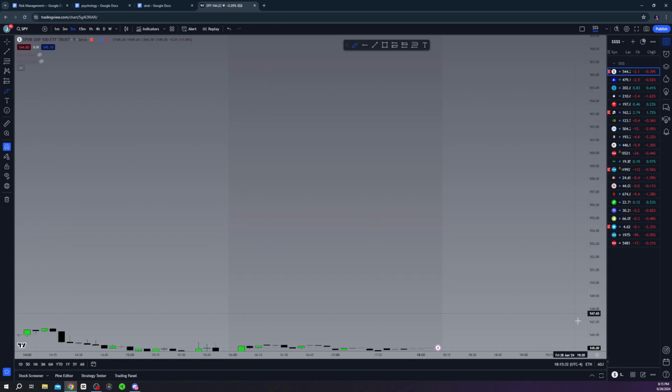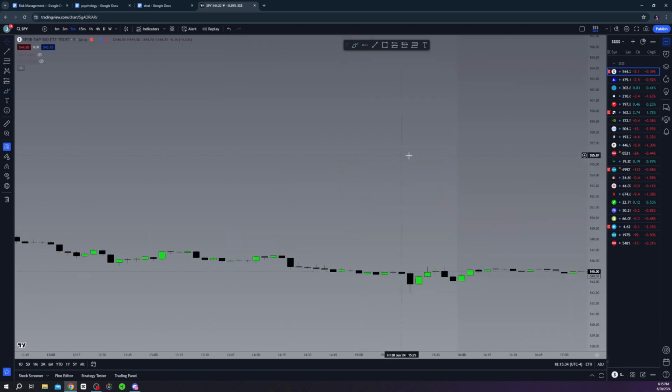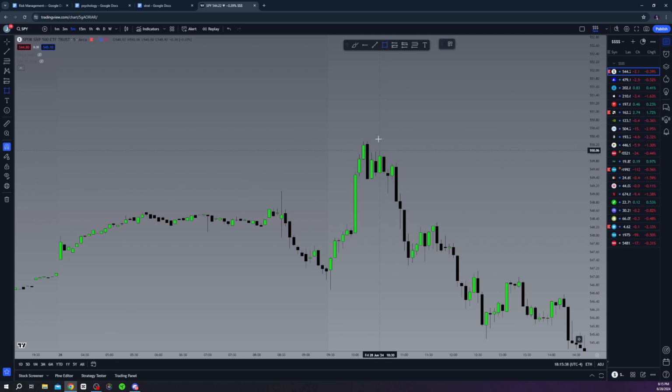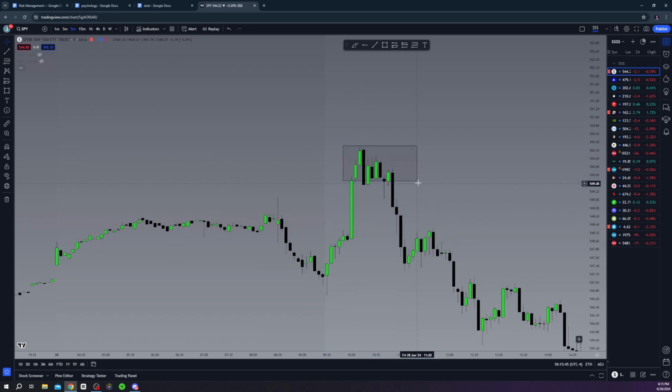So basically, if I show you on the chart, let's give an example. So we have this right here. This is just accumulation. This is accumulation. You don't want to be trading this. You don't want to be taking entries. You don't want to exit off of this. This is just chop.